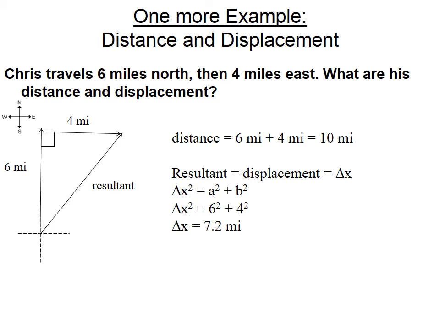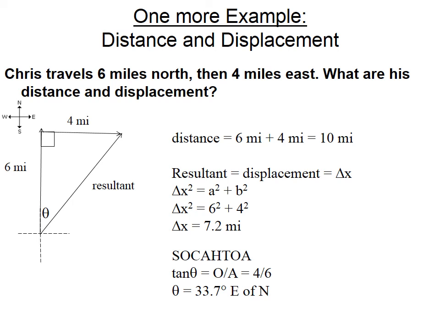So how am I going to figure out the direction from where he starts to where he ends? Well, I need to find that angle. So I'm going to use trig. I'm going to use SOHCAHTOA. I'm going to use tangent because I know the opposite side of my triangle and I also know the adjacent side of my triangle. So I'm going to plug that in. Tangent of theta is going to equal opposite divided by adjacent, which is 4 divided by 6. I'm going to simplify that and solve for theta, and it's going to give me 33.7 degrees.